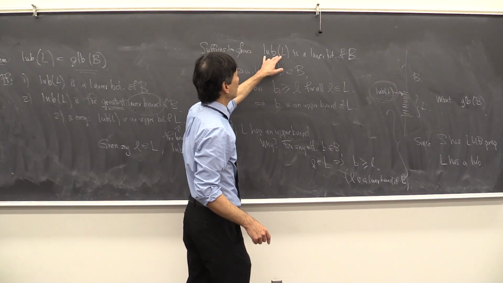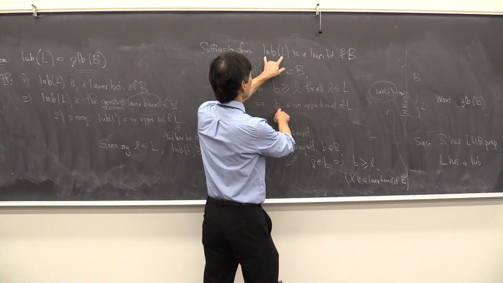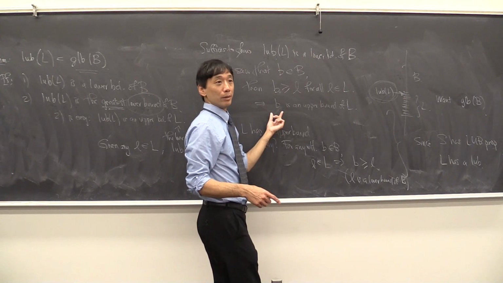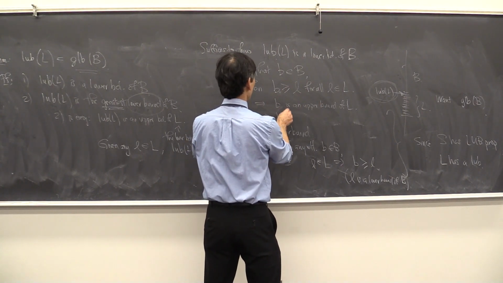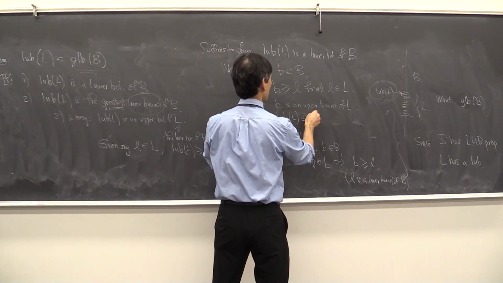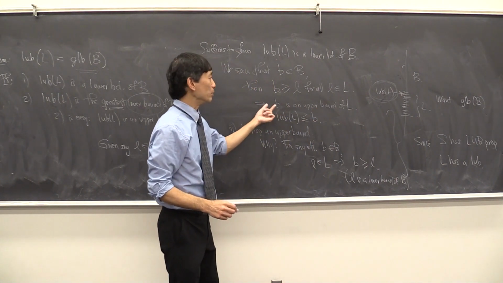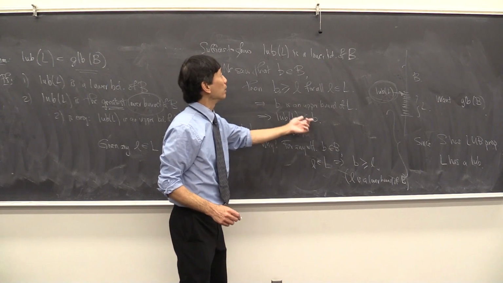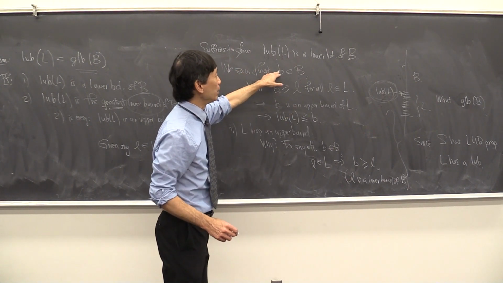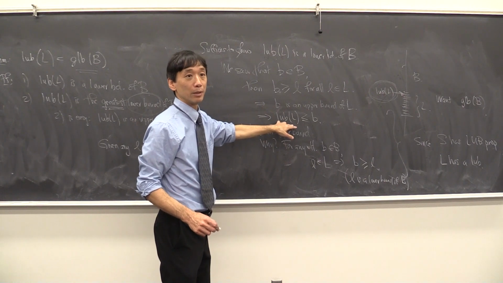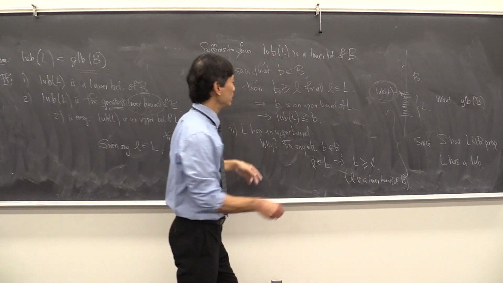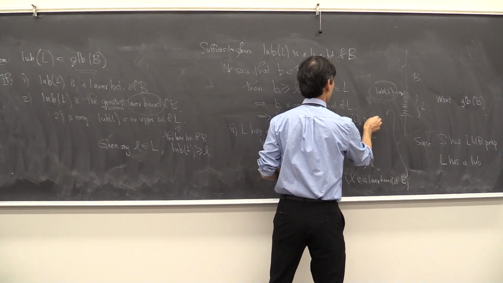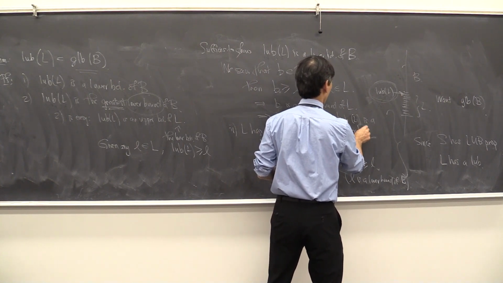Well, this is the least upper bound of L, and b is an upper bound of L. So we know that the least upper bound of L is less than or equal to b, because b is an upper bound of L. So what does that tell you? That for any element b of B, this thing is less than or equal to b. In other words, this thing is a lower bound of B.